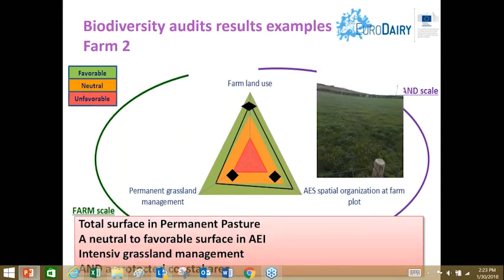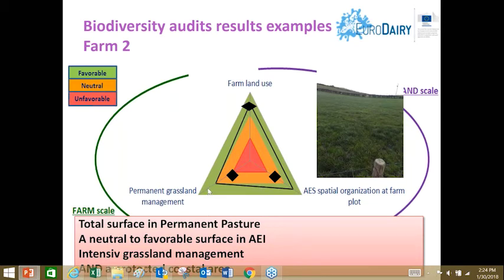The second farm was a different way to find a trade-off. Same as the first one, the farmland use was very favorable again because this farm has the total surface in permanent pasture, which is always good for landscape biodiversity. But regarding semi-natural habitats, the impact of the farm was neutral because it didn't have so many hedges actually. You can see on the photos, it had small hedges and not a lot. So in total on the farm, that didn't represent a lot of habitat for the biodiversity.